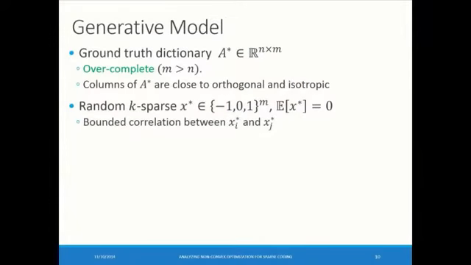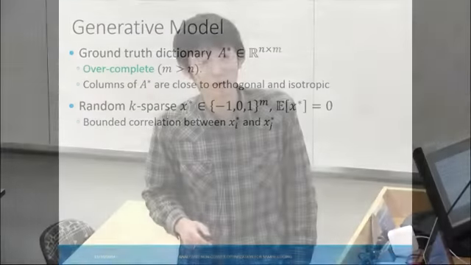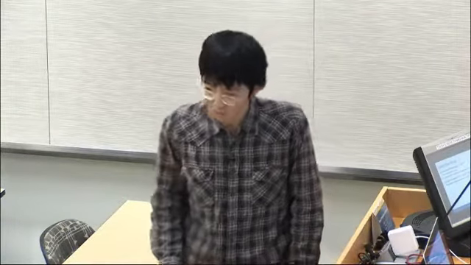and it is overcomplete. We need to make the assumption that the columns of A are close to orthogonal. They are not too parallel. There are no two columns that are very parallel with each other, and they are kind of isotropic, which means that the spectral norm is not too large. Then we assume that this X star, let's say, is -1, 0, 1, but we could relax this assumption a little bit. Probably a lot. But for simplicity, I'm assuming that it just takes three values, -1, 0, and 1, and the expectation of X star for each is 0.